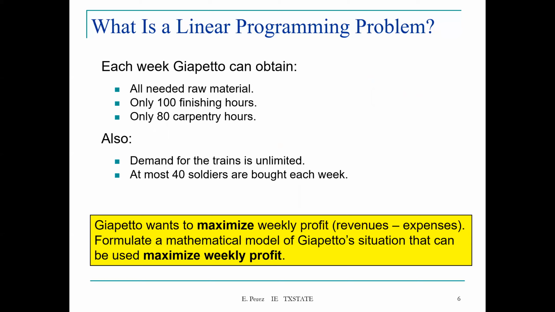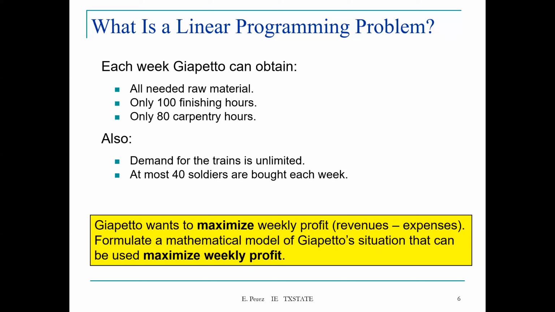These are the assumptions for the problem. Each week, Yapeto can obtain all needed raw material. So there's not a limit in terms of the raw materials. We have as much material as we need. However, there's a couple of limitations in terms of the staff hours that we have in this company. There's only 100 finishing hours available, and there's only 80 carpentry hours available.